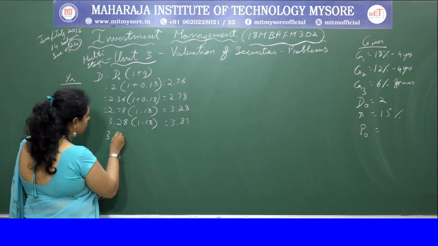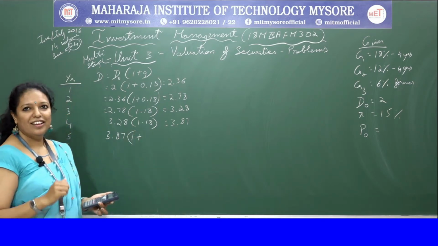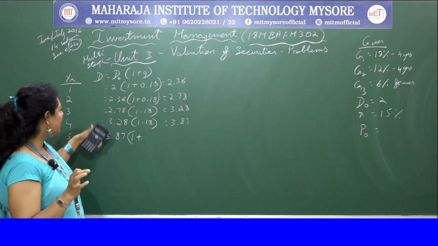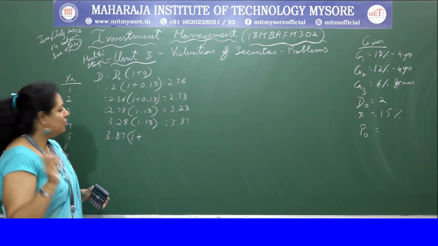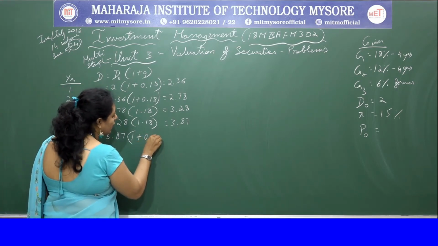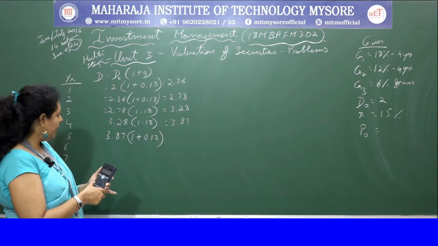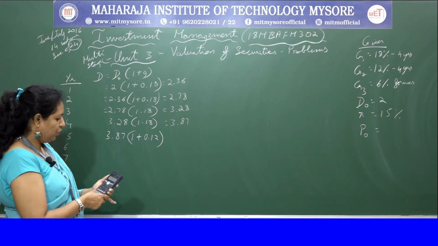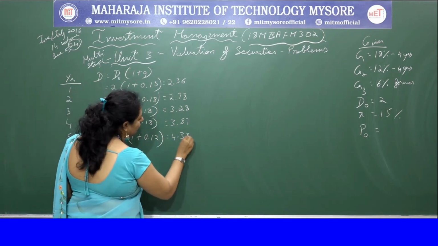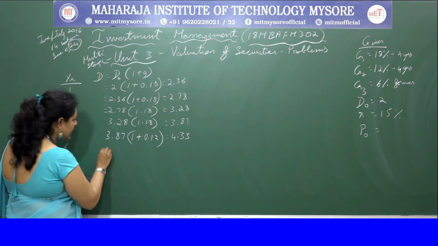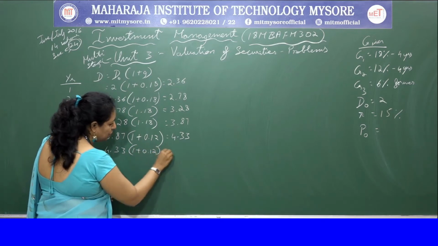Next is 3.87 into 1 plus. Now you should be very careful, because it's already been 4 years, and for the next years the growth is 12%. So you should put 0.12: 3.87 into 1.12 gives 4.33. Even for the next year, 4.33 into 1 plus 0.12.